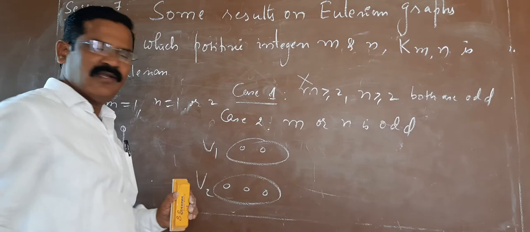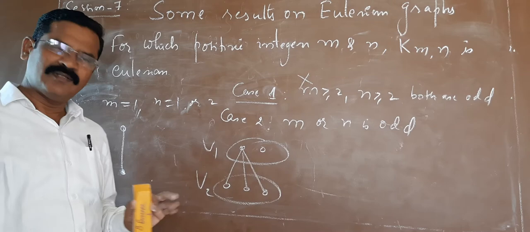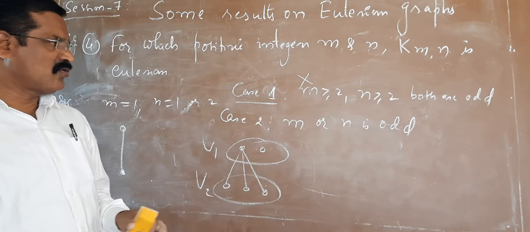What happens? This vertex is adjacent with an odd number of edges. It implies that this vertex is odd. So it is not possible to get an eulerian cycle. So it will not be an eulerian graph.